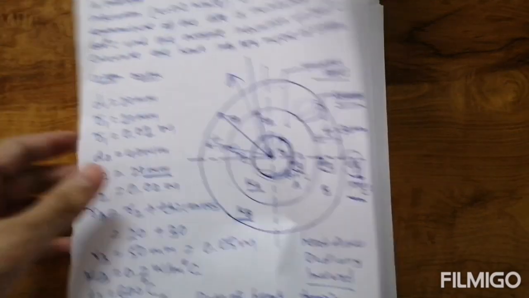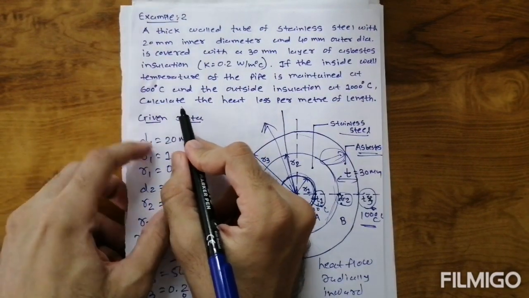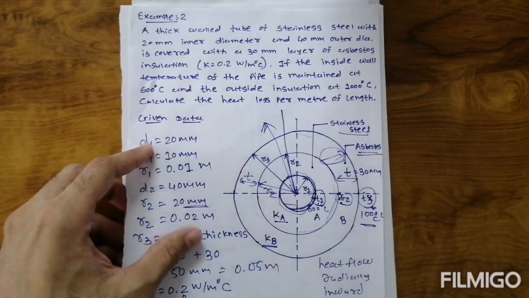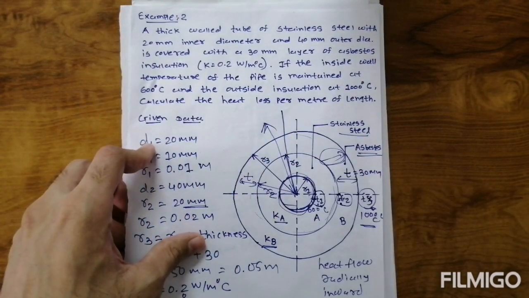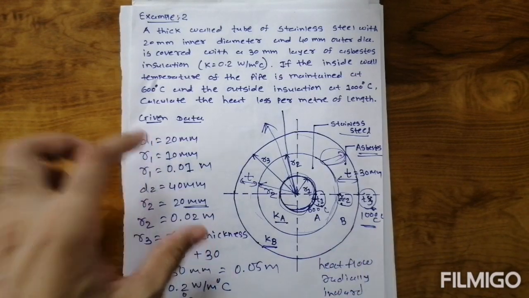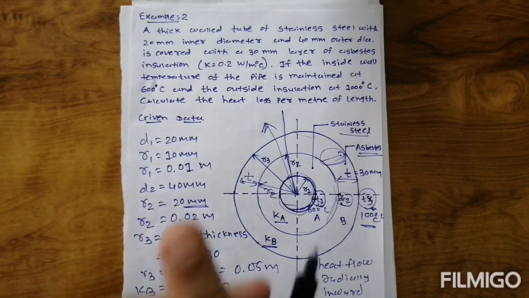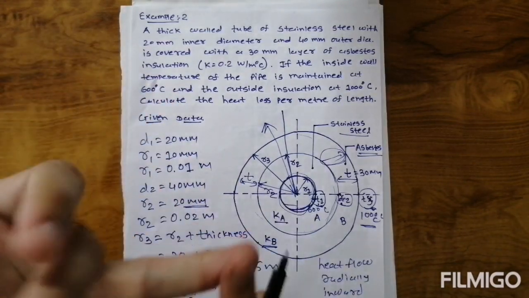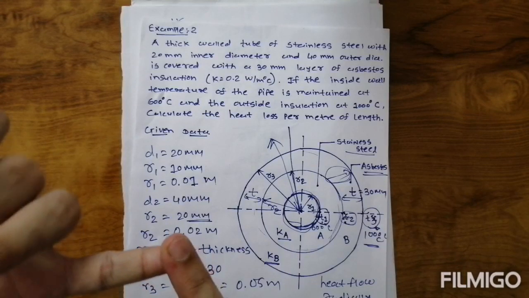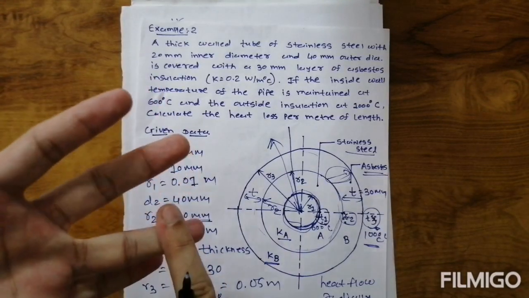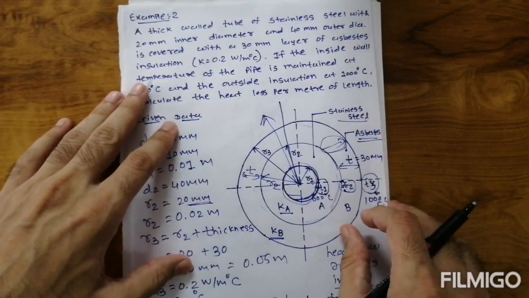It is easy to understand that our target is to determine or calculate the heat loss per unit meter of length. We discussed example 1 and example 2. You can easily find the value of Q by L, as well as any unknown temperature, and any thermal conductivity can be found out. Thank you.